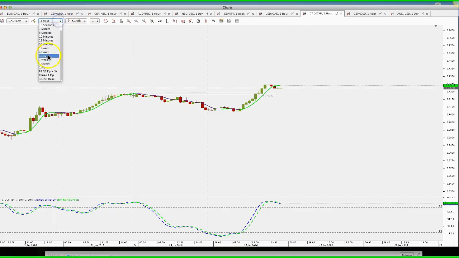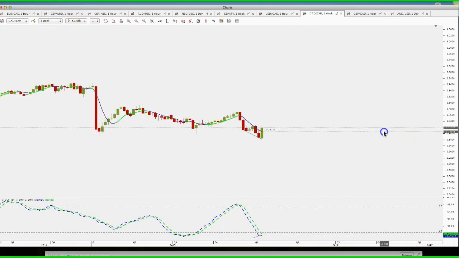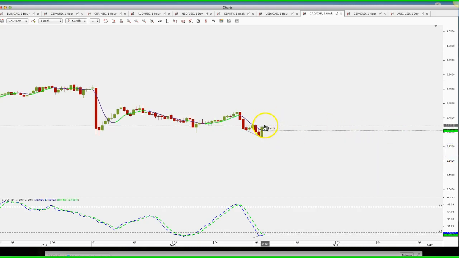And right now the Canadian dollar is very strong. So hopefully in the next few days we can take advantage of this rally on Canadian Swiss and sell the Euro CAD and sell the Pound CAD.